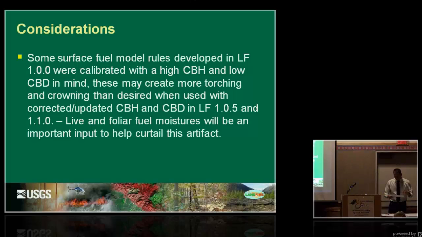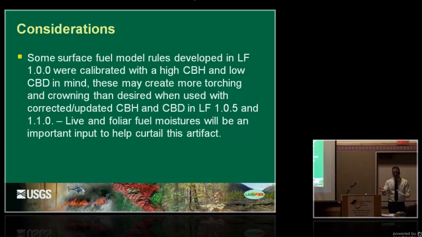These fuel models may create more torching and crowning than desired when used with the corrected, updated canopy base height and bulk density in LANDFIRE National. We took the same fuel rules that were calibrated and brought them into LANDFIRE National 2001. In 2001 we have a lower canopy base height and higher bulk density, so we get torching and crowning much more easily. There's a sizable area of TU5 here in the PNW in Oregon where this happens a lot if you use it out of the box.